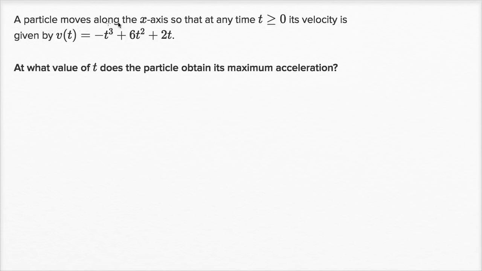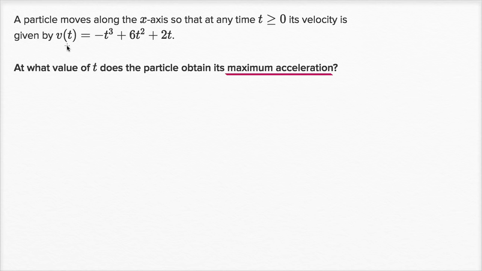A particle moves along the x-axis so that at any time t greater than or equal to 0, its velocity is given by v of t is equal to negative t to the third power plus 6t squared plus 2t. At what value of t does the particle obtain its maximum acceleration? So we want to figure out when it obtains its maximum acceleration.